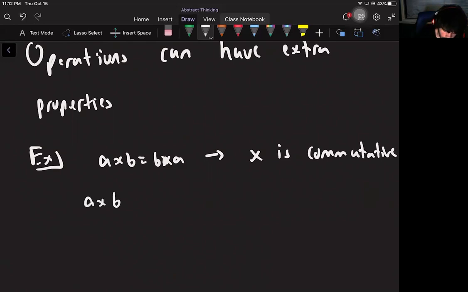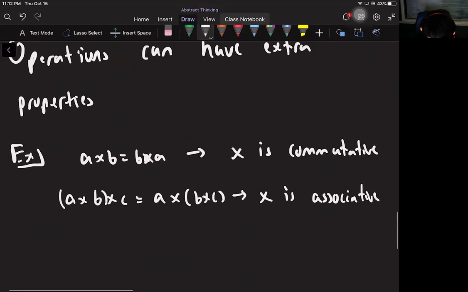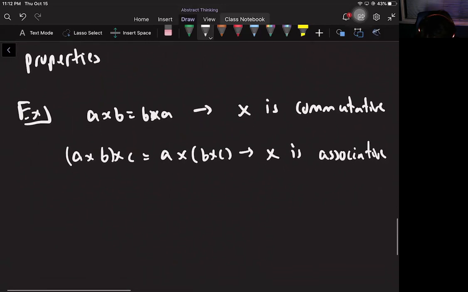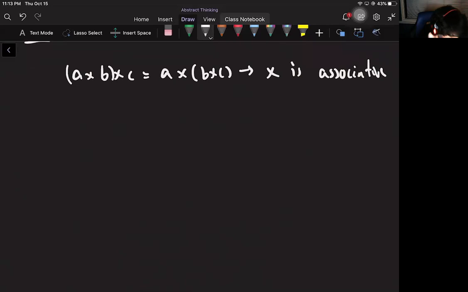A times B times C, if I reorganize my parentheses, it's the same in either order. So then you say times is associative. Now it turns out associativity is sort of more natural. It's a little bit easier for things to be associative. Commutative is actually a weirder property because you can sort of move things past each other. Whereas with associative things, you're not really moving things past each other. You're just changing what you do first.